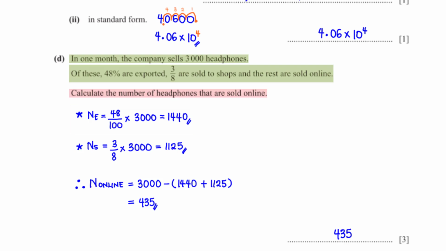1,440. To get the number of headphones sold to shops, we have 3/8 of 3,000, which is equal to 1,125. So now the number of headphones sold online is equal to 3,000 minus the sum of 1,440 and 1,125. This gives us 435.